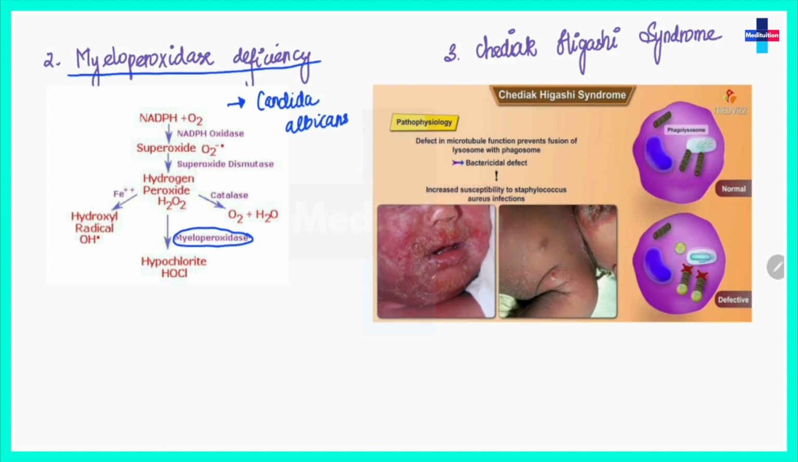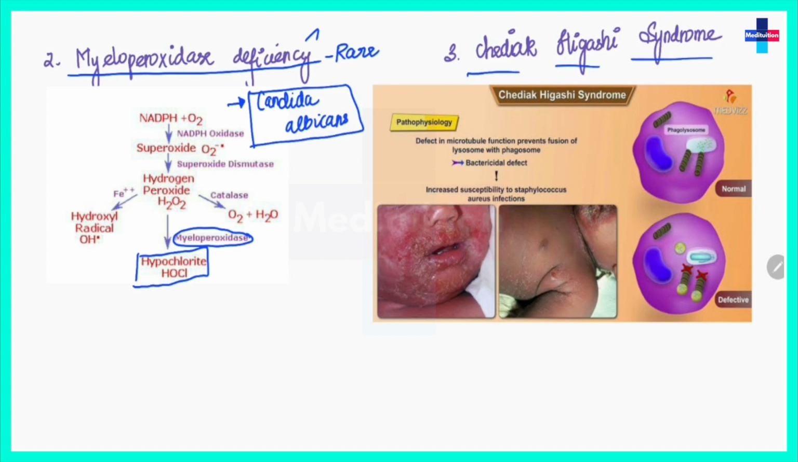The second disorder, myeloperoxidase deficiency, it is very rare, and here the myeloperoxidase enzyme is deficient. Because of this, oxygen free radicals, reactive oxygen species cannot be formed. So again, the bactericidal activity of the phagocytic cell is deficient, and this is the reason the person is predisposed to Candida albicans infection. So the third disorder is Chediak-Higashi syndrome.